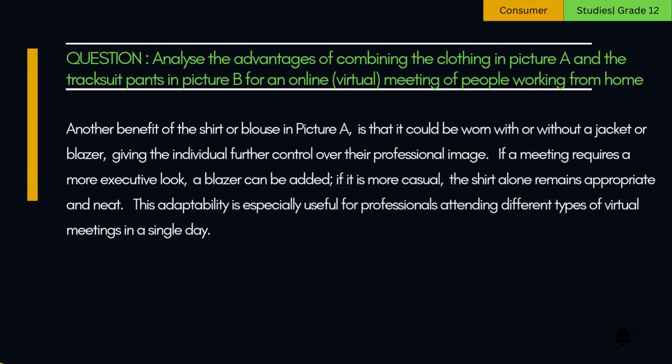Another benefit of the shirt or blouse in Picture A is that it could be worn with or without a jacket or blazer, giving the individual further control over their professional image. If a meeting requires a more executive look, a blazer can be added. If it is more casual, the shirt alone remains appropriate and neat. This adaptability is especially useful for professionals attending different types of virtual meetings in a single day.